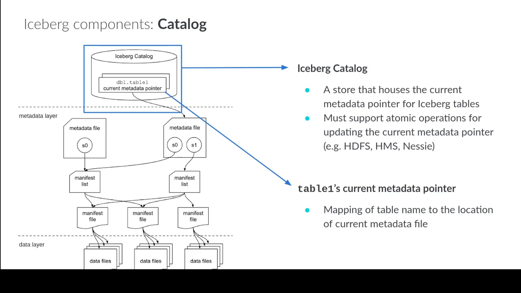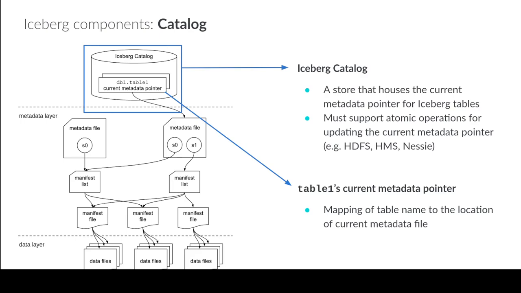The only way we know which is the newest one is that there's going to be an entry in that catalog. And that catalog is generally going to be something that can provide ACID guarantees, because that's the way we make sure we can prevent any problems with concurrency and writing and so on.